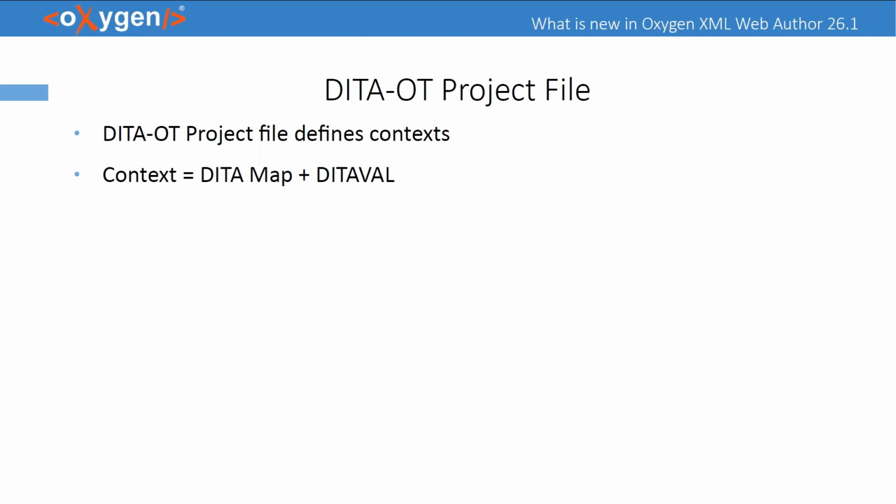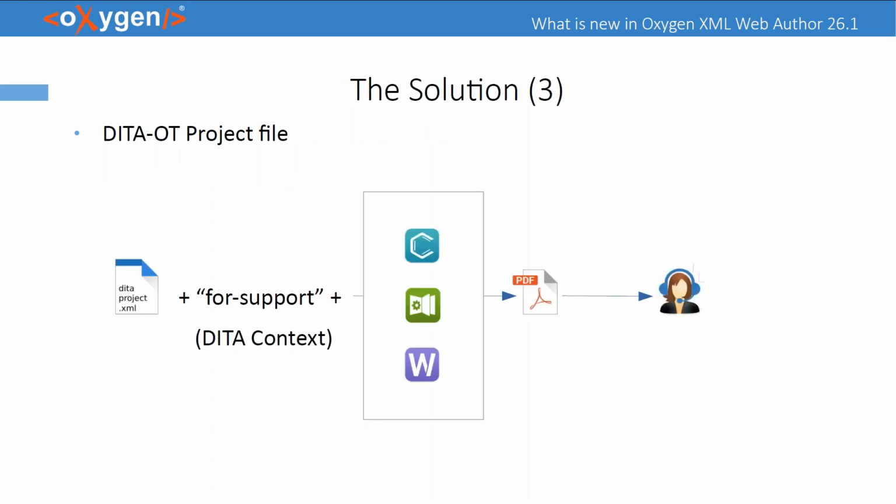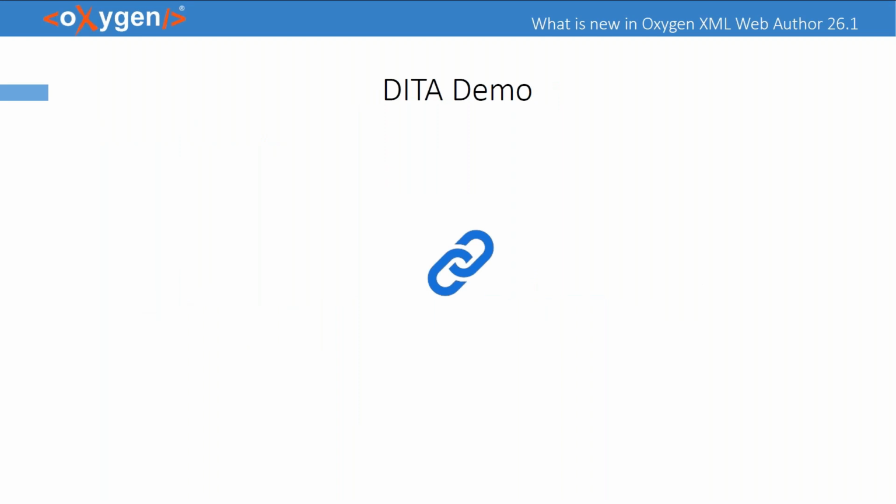So the project defines context, and the context is a map and a DITAVAL. And to visualize the solution, to publish a PDF for a particular user group, you need only to specify the DITA-OT project file and which context to publish. Now let's demonstrate that.